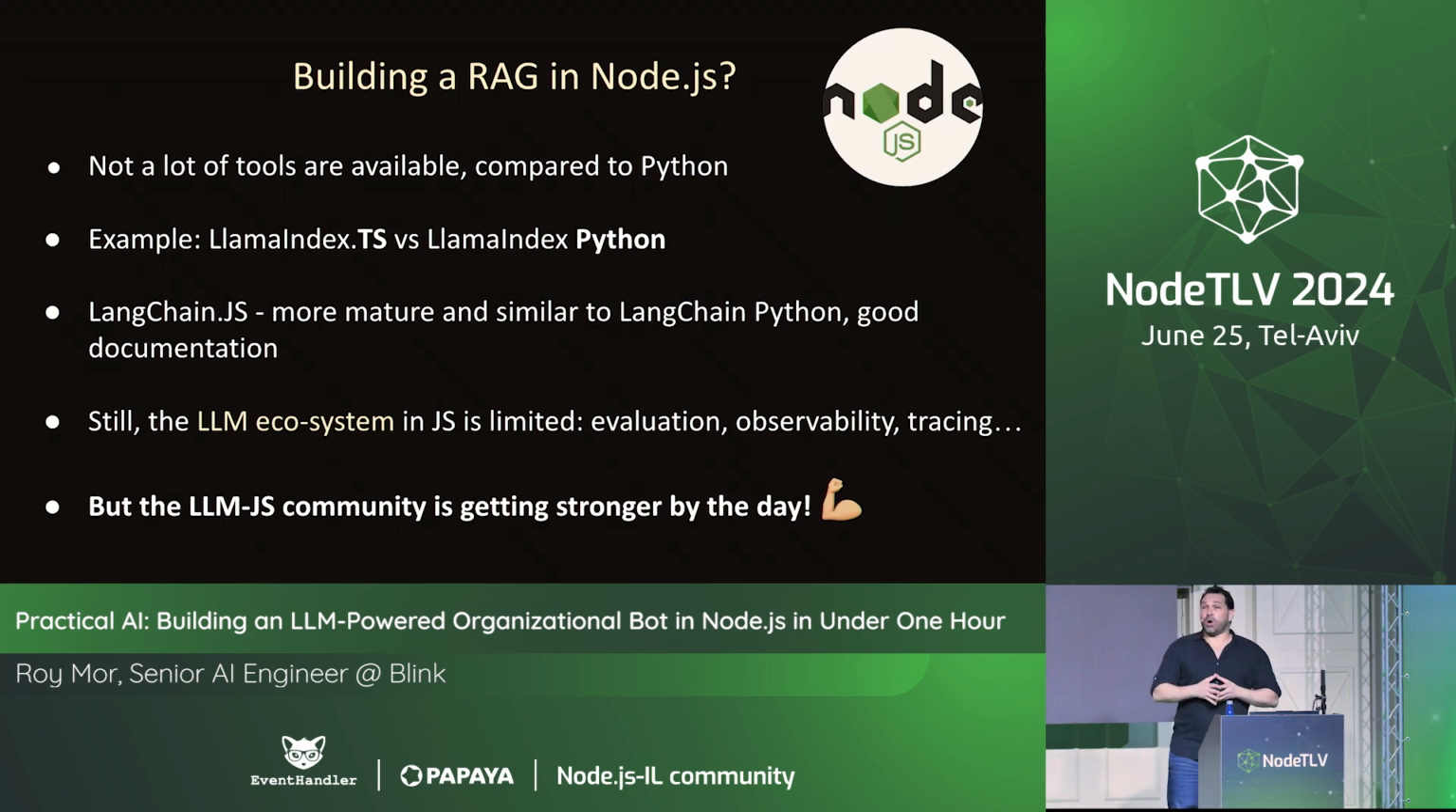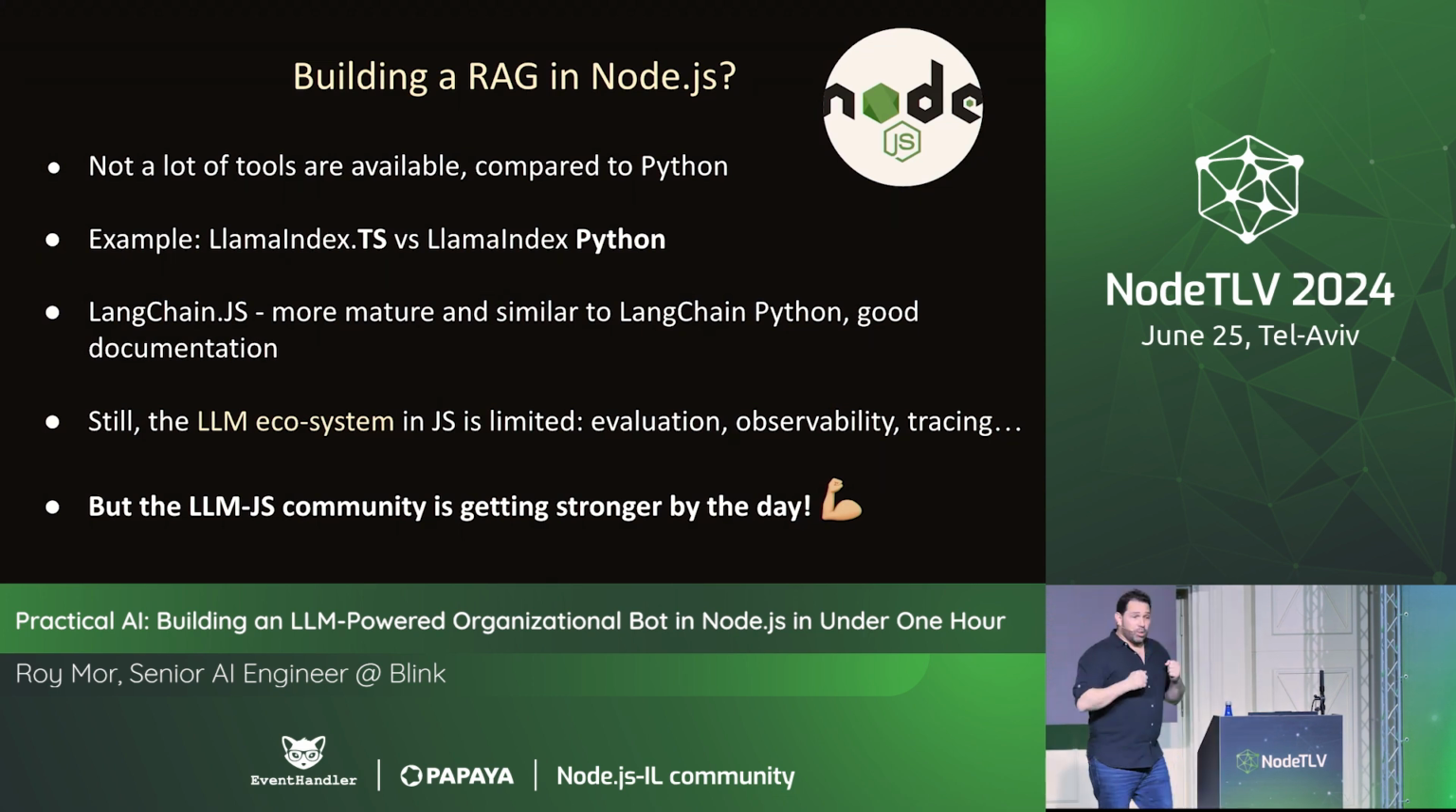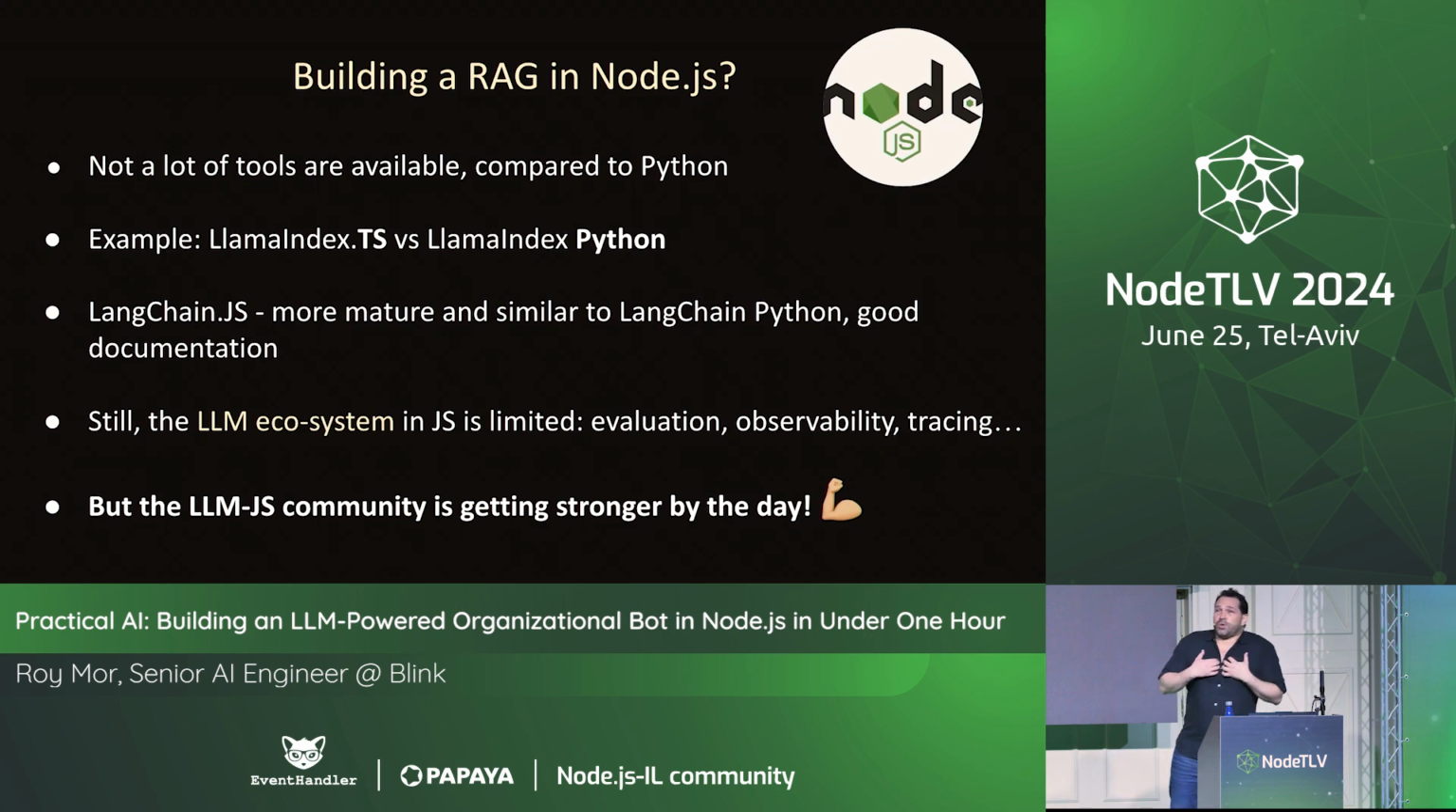But truth be told, if you're considering building a production project in Node.js, you should know that not a lot of tools are available, especially compared to Python. One example is LlamaIndex, which is a great library in Python. This is my personal view, relevant to June 2024. Maybe the TypeScript version of LlamaIndex is not mature enough. I wouldn't use it right now, at least. Maybe it will change in 6 months. LangChain is more mature. That's why we use it.